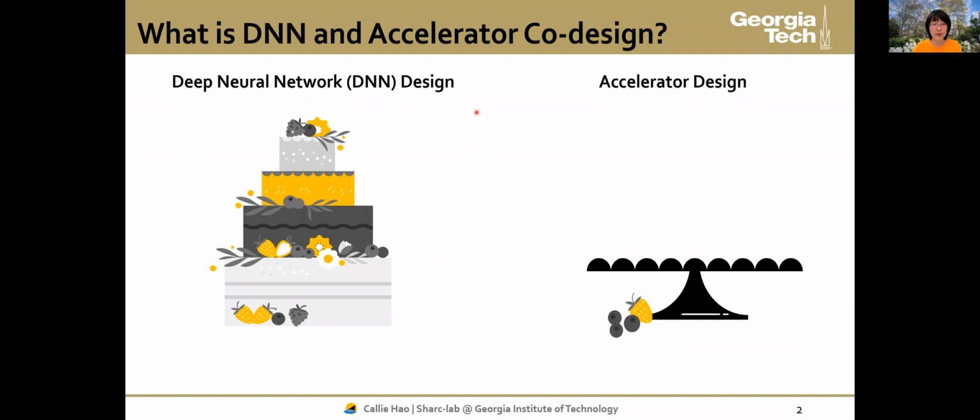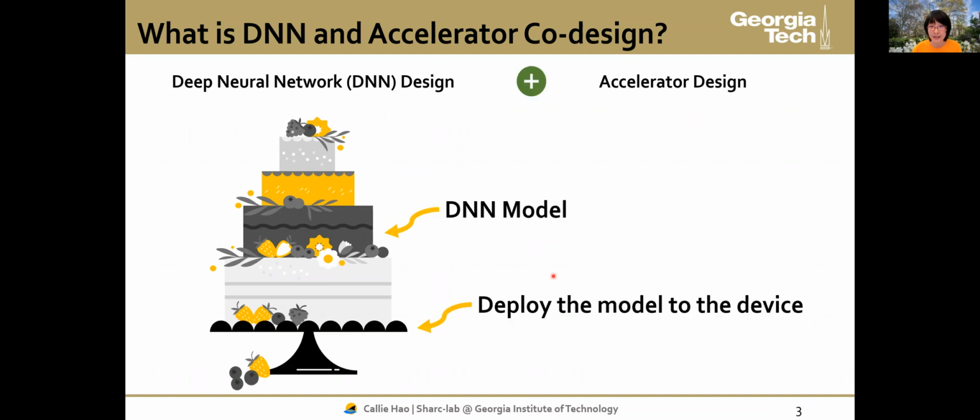So before we go on, what is deep neural network and accelerator co-design? Let's use an analogy first. Building a deep neural network is like baking a cake, and building an accelerator is like building a plate. And co-design means we have a cake, and we want to place it on a plate. So we have a DNN model, and we want to deploy the model to the device. This is the basic idea of co-design.